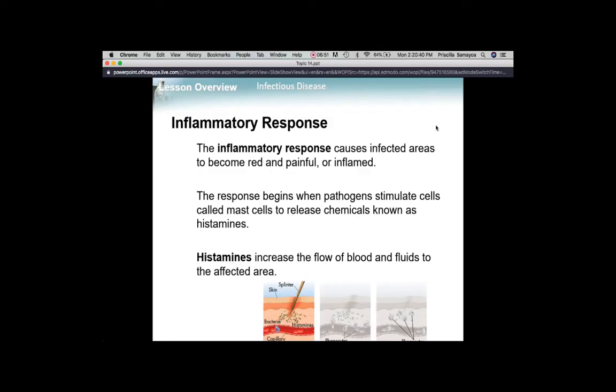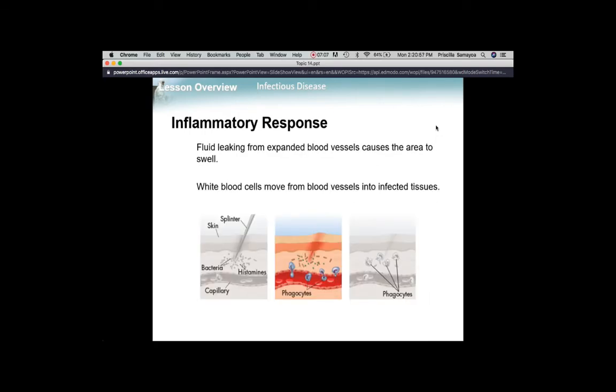If you've ever gotten a cut, you'll see that it kind of gets hot. That's because a lot of blood is rushing to the area. It's all because it releases histamines in order to get more blood flow in that area. That's what causes the whole heat and inflammation. Once that's done, it'll release white blood cells into the infected area. The white blood cells will basically go through phagocytosis, which basically just means that they will eat the intruders in that area.